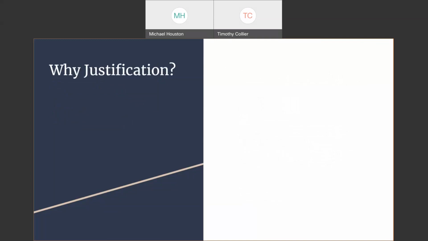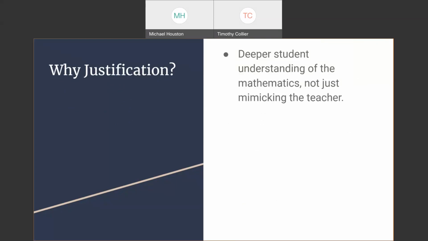So the question is then, why do we care about student justification? And is it worth spending this level of effort putting together? I guess the question here is, how do your students know if their answers are correct? And why do they know that? Justification provides a deeper understanding of the mathematics.